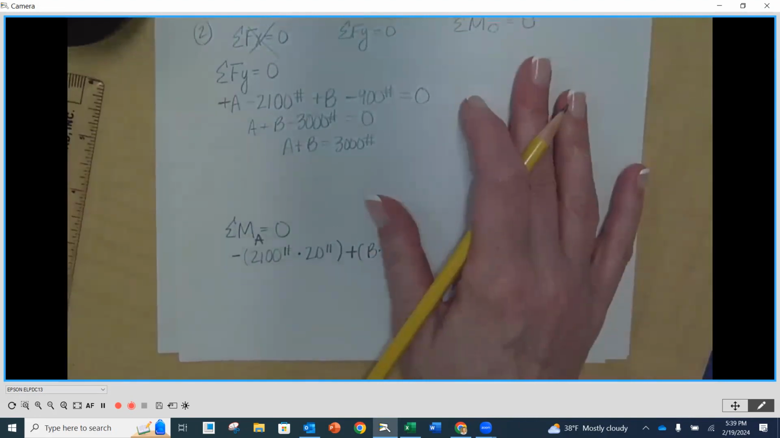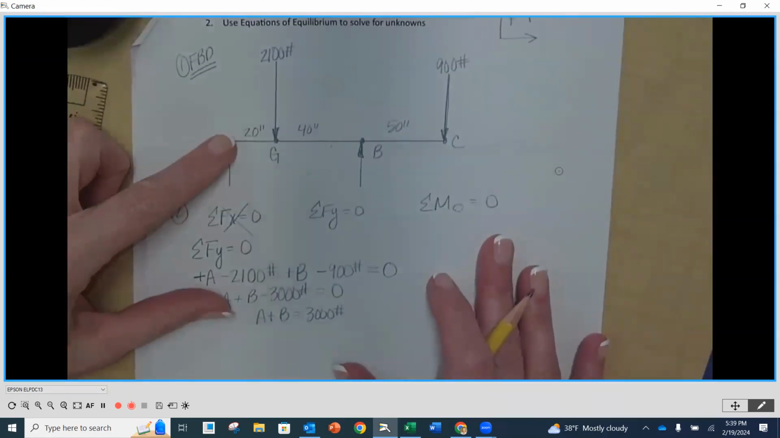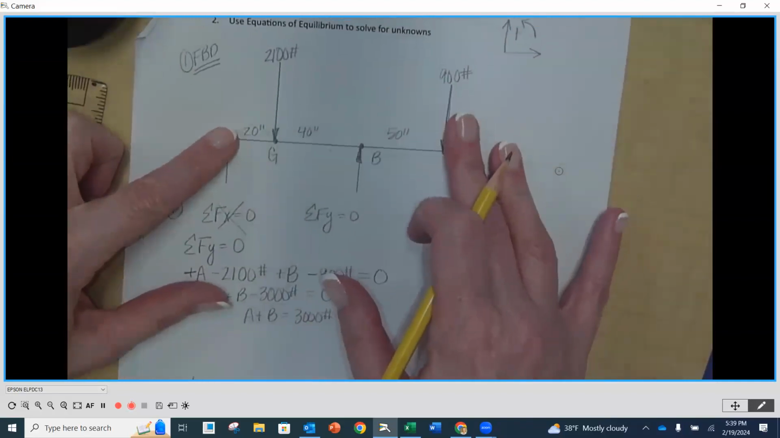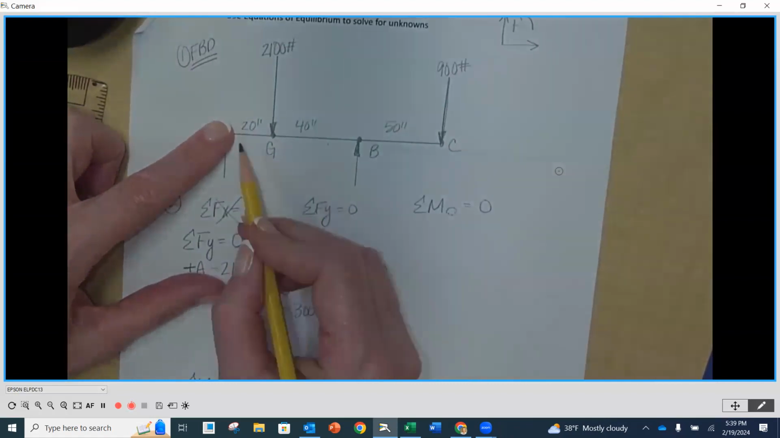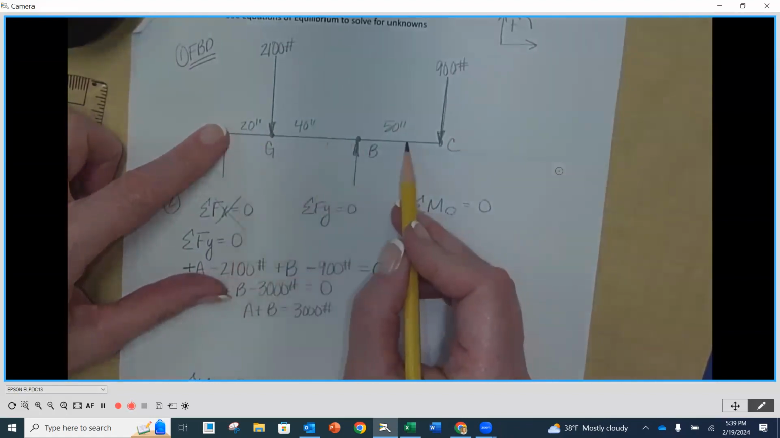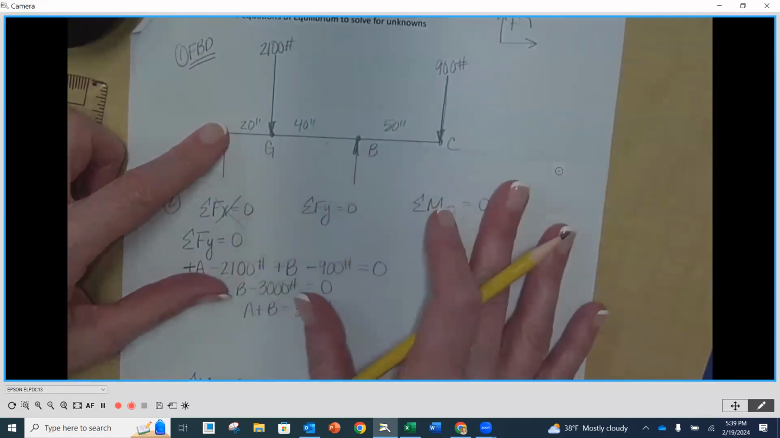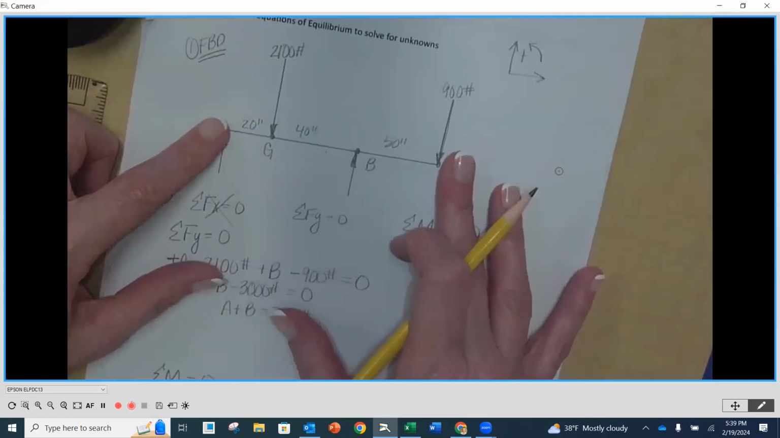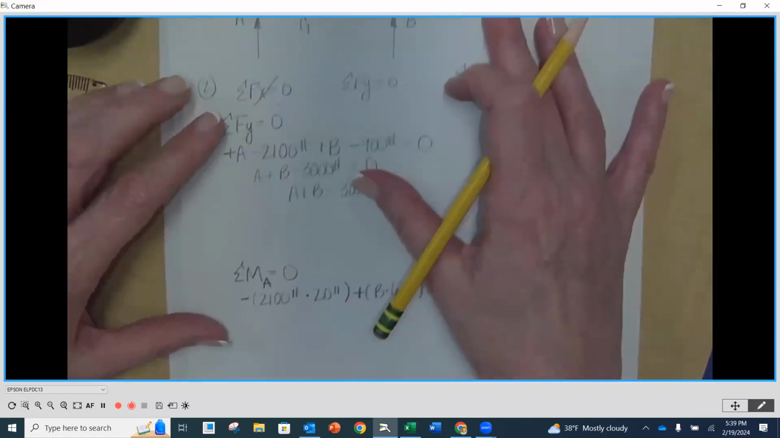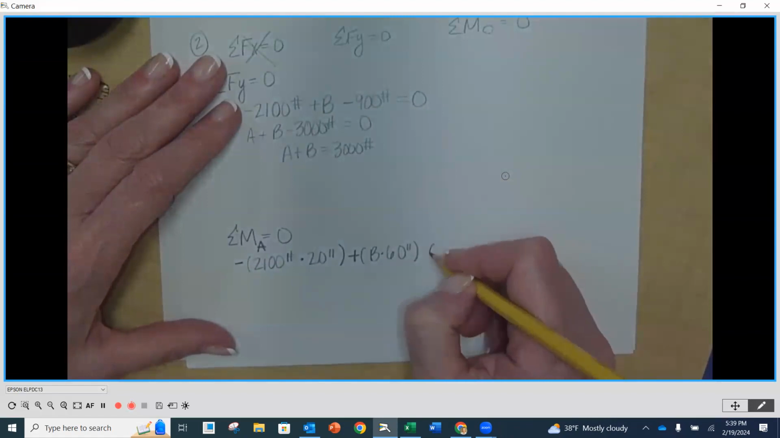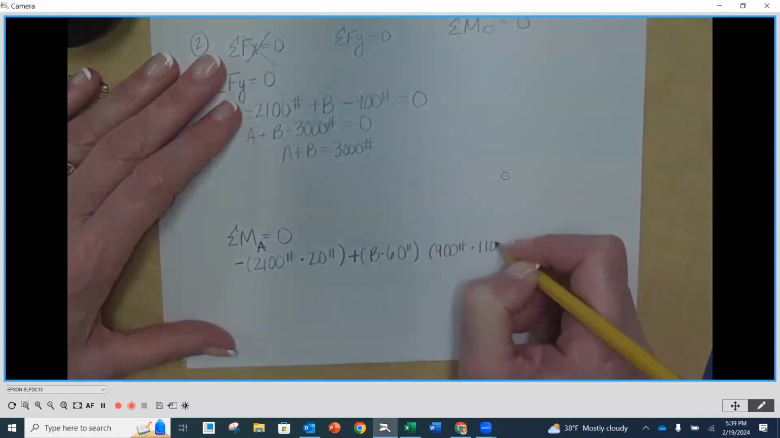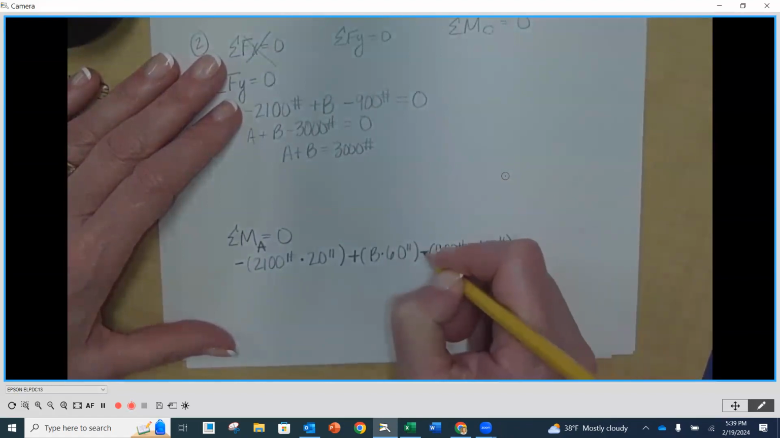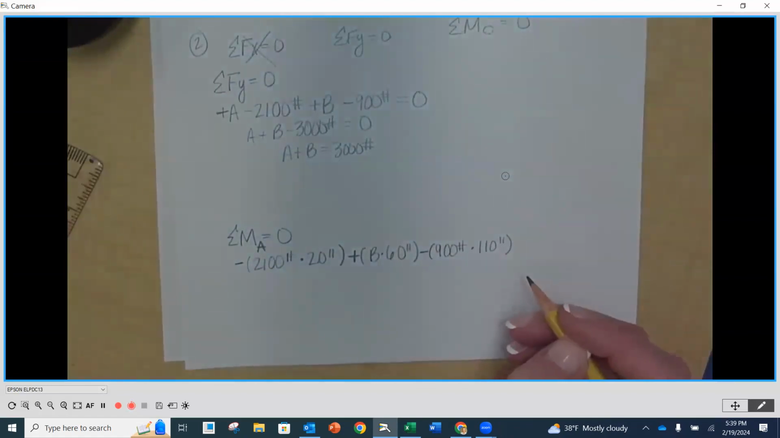And then I've got one more force on the end, my finger back on A, pull in the direction of the 900. So I'm going to have 900 times its perpendicular distance of 90 and 10, which is 110. And it's going to rotate clockwise. So I'm going to take my 900 pounds times 110 inches, and I'm going to put negative out front because it's going clockwise.